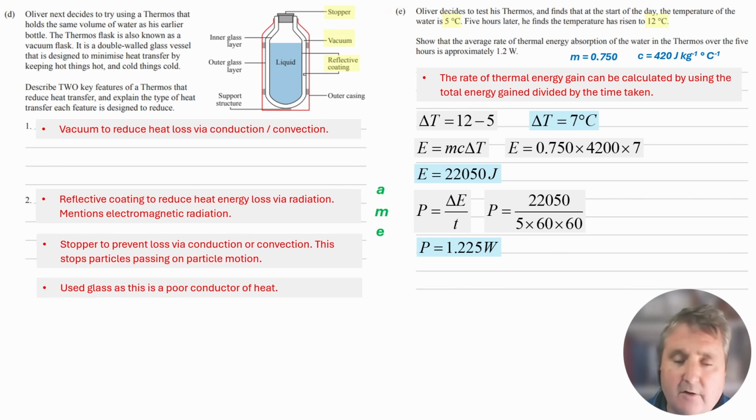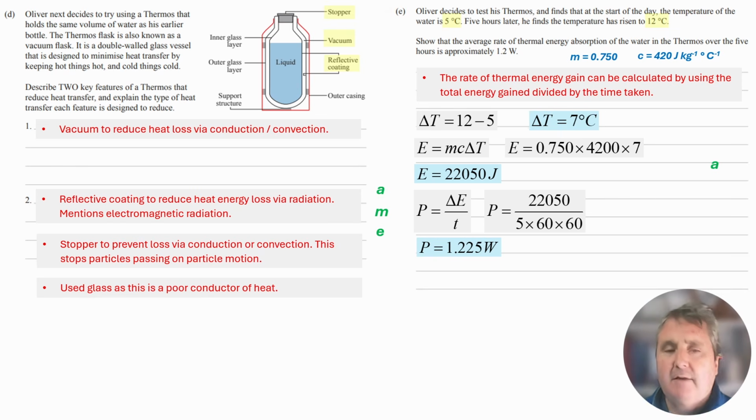And we get an answer of power equals 1.225 watts, or if we round it to two significant figures, 1.2 watts, which is exactly what we had at the top. So what do we have to do here? The correct change in room temperature is achieved. Okay, if you worked out with 7 degrees, or were tempted to use a formula, then you get an achieved.